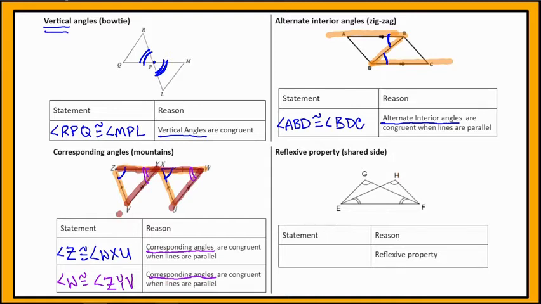Lastly, we have our reflexive property, this idea of what they share. So I see two triangles here. The first triangle, EFH, is stacked on top of triangle EGF. Notice that when I highlighted the two triangles, I highlighted one side twice. This side EF is present in both triangles, so I can make the statement that side EF is congruent to side FE, because that's the reflexive property. Something will always be congruent to itself.